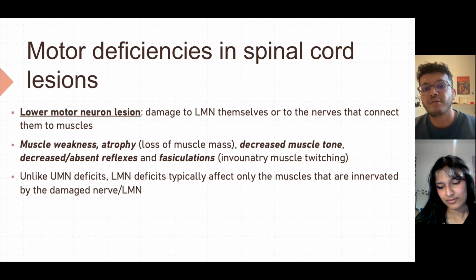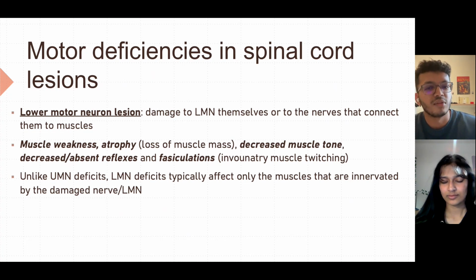So in this case, you'll have atrophy. Atrophy basically means you lose muscle mass. Your muscle tone will be decreased, so the patient's muscles would be flaccid. You'd have decreased or maybe absent reflexes and fasciculations. Fasciculations is involuntary muscle twitching. And the way I think of it is if you have a lesion in your lower motor neuron, the nerves are trying to figure it out, they kind of make new connections to the muscles and they don't have that control. So your muscles will just start twitching involuntarily.